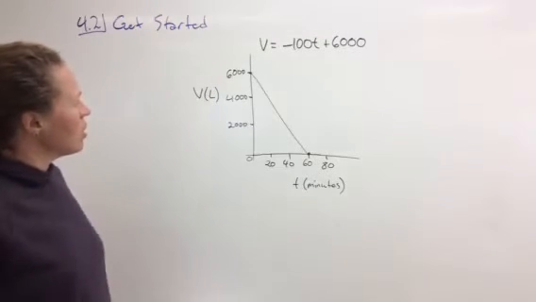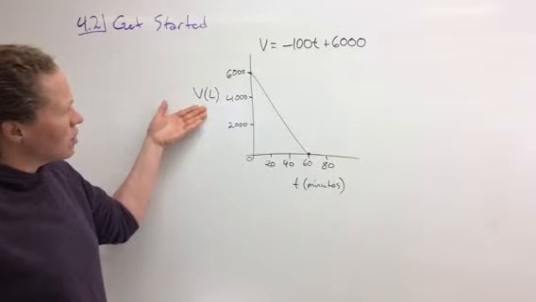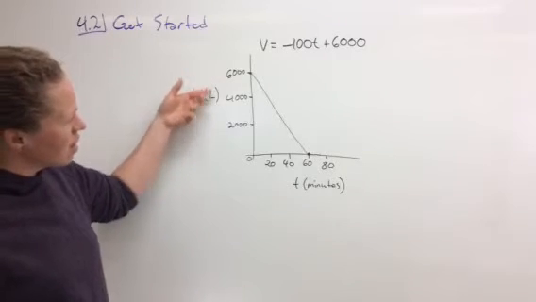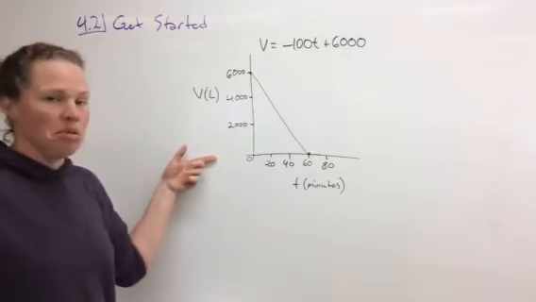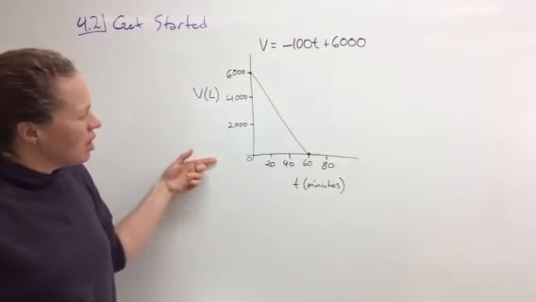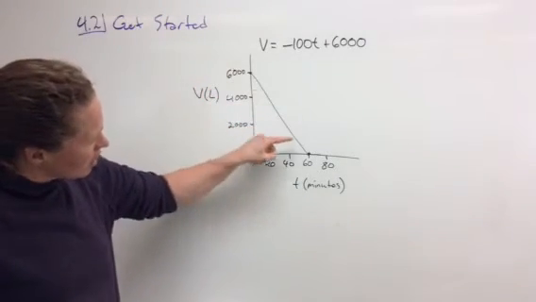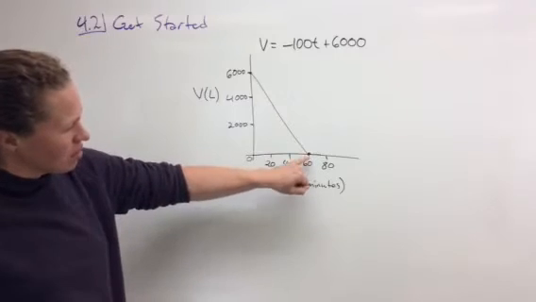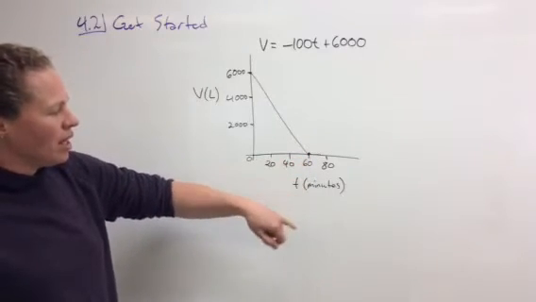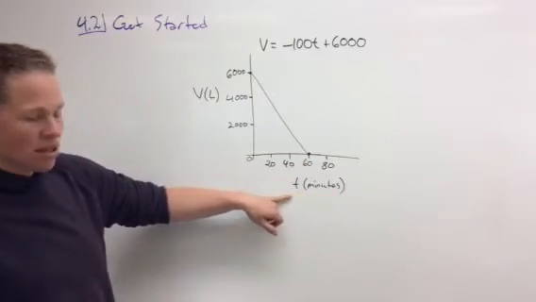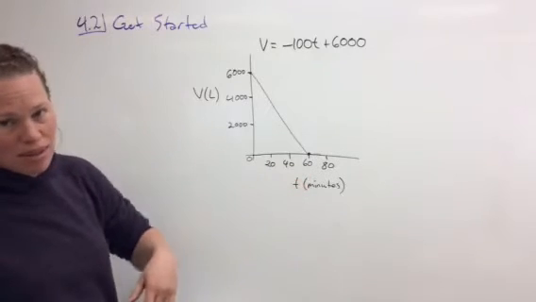So we look at the graph, we see that this is the volume of the tank on this side. It starts at 6,000, it goes down to 0. That would be when it's empty. And we can watch the progress of that emptying until it reaches 0. And that's at, the minutes are on this axis, it's at 60 minutes.